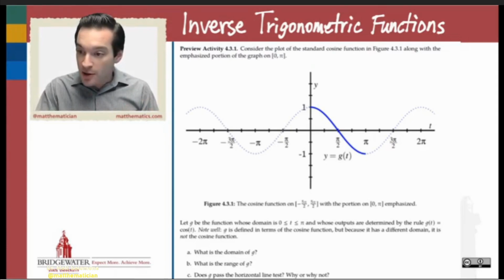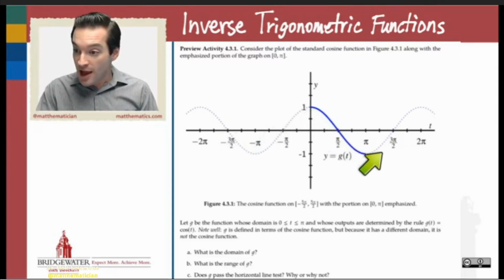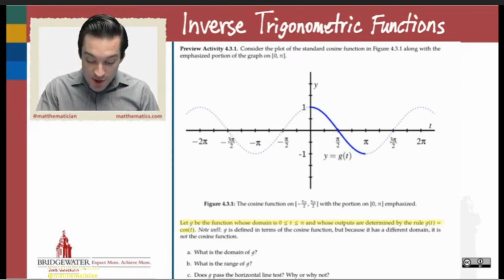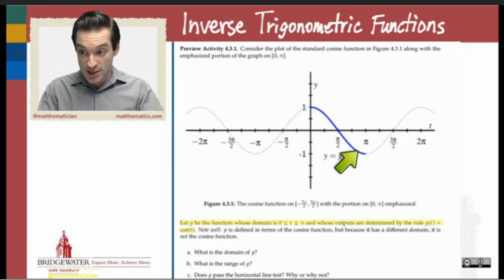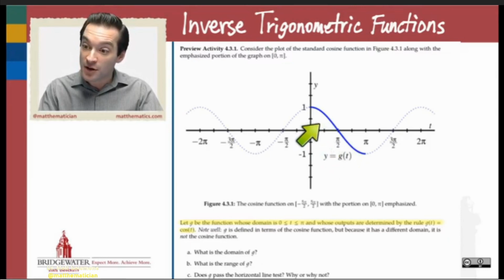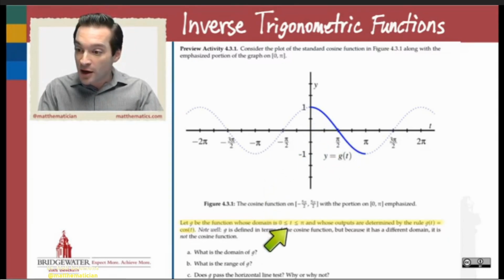So what we're seeing here is the graph in the dotted line here of the function f of x equals the cosine of x. And a portion of it has been highlighted, just the portion with the domain from t equals 0 to t equals pi. And just this little highlighted portion here is what we're going to call the function g. So this is y equals g of t. It's the portion of the cosine function which has the domain of just t ranging from 0 to pi.